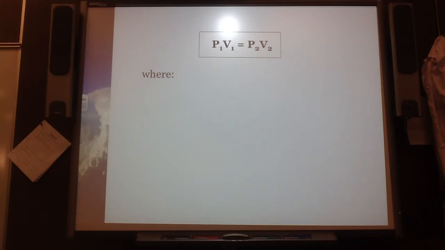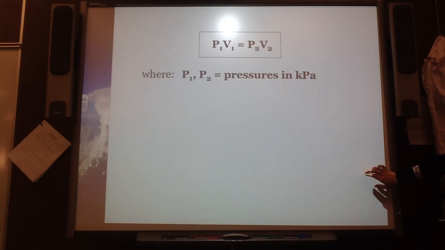So our formula is as such, where P1 times V1 is equal to P2 times V2, where P1 and P2 are pressures in kPa, and V1 and V2 are volumes in liters.